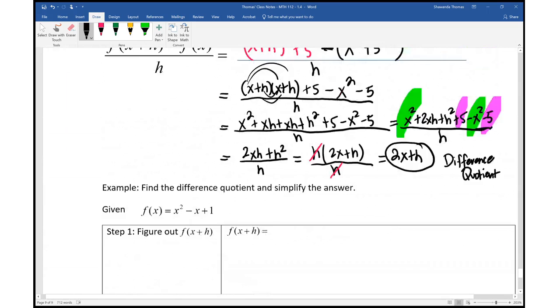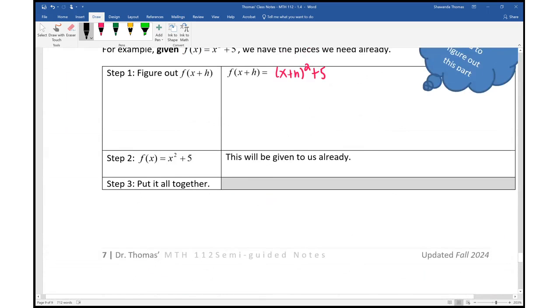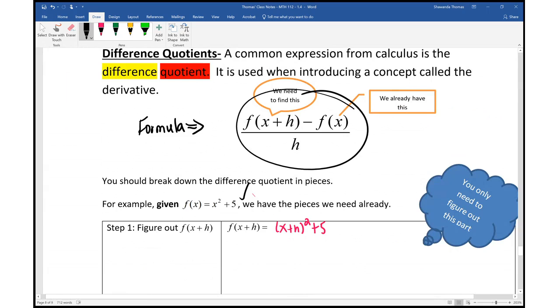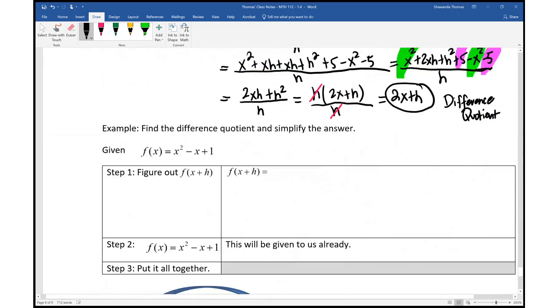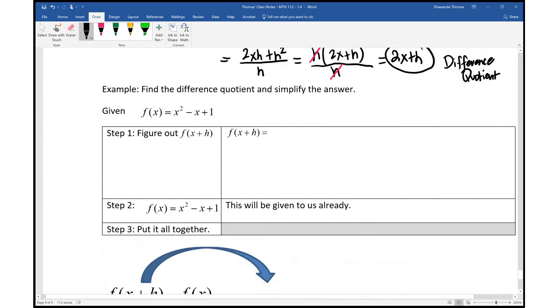Okay, now we're going to move on to this one. Find the difference quotient. Again, this is the formula. Here is the formula that we are going to follow like a map. All right, we need to figure out what f of x plus h is. Right, that's the hardest part. So let's work on that.